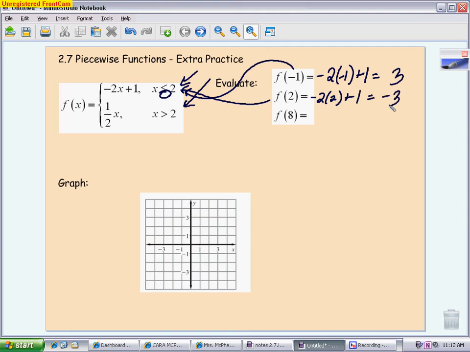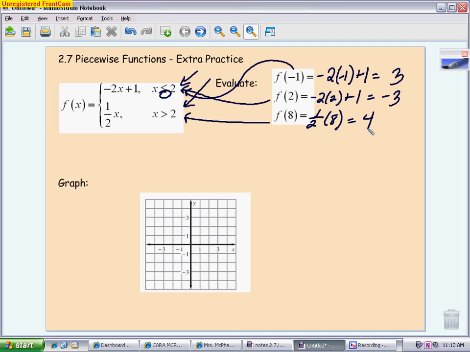And then finally, f of 8. 8 is bigger than 2, so we are going to use the bottom line. We're going to plug it in for x in the bottom line. You have half of 8, which is 4. So that's the first thing you're going to be asked to do in a test setting: take a piecewise function, or you could have multiple piecewise functions where you have to make a couple of decisions, and decide what you get when you are evaluating, deciding where you put the argument.